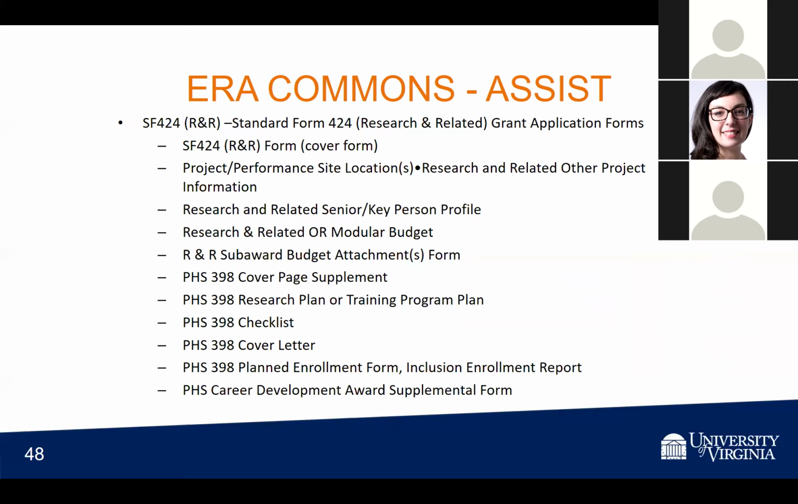There could be either the SF424 R&R budget or a modular budget, and we'll talk a little bit about that in a second. If we have subawards, they would also have to fill out a budget. And then there's a bunch of PHS 398 forms as well, depending on exactly which funding mechanism we are proposing to.